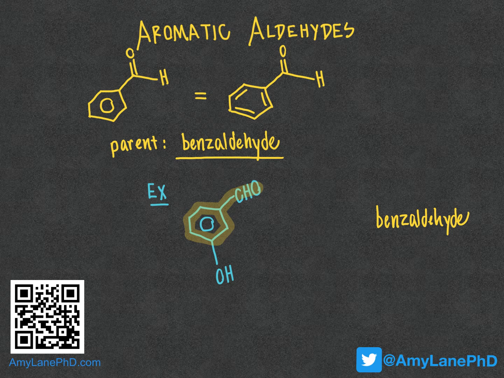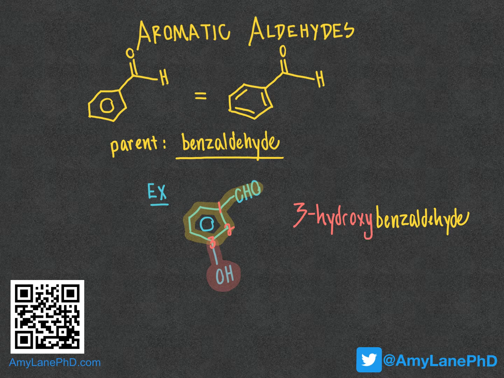And then what we would do to name the remaining group there, where we have a hydroxy group, an alcohol group coming off of that ring, is we start numbering the ring with position 1 referring to the aldehyde group, take the shortest distance around, and that would put our alcohol group at position 3. We refer to an alcohol group as a hydroxy group, as we saw a few minutes ago. So this would be 3-hydroxybenzaldehyde.